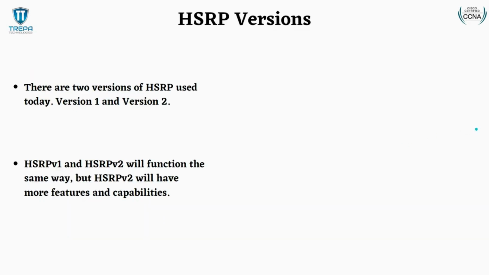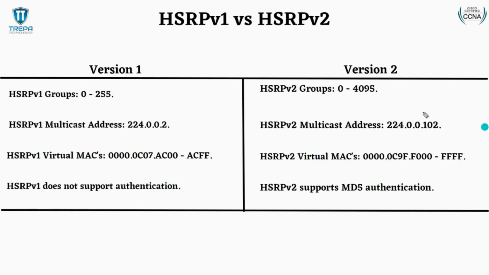All right, now let's get into some more features of HSRP or differences. There's going to be two versions, version 1 and version 2. They function the exact same way. HSRP version 2 just has a little bit more features and capabilities. So we look at some differences here. This HSRP group goes from 0 to 4095. I need to work on my handwriting. Version 2, yeah, 0 to 4095, whereas version 1, you only get up to 255.